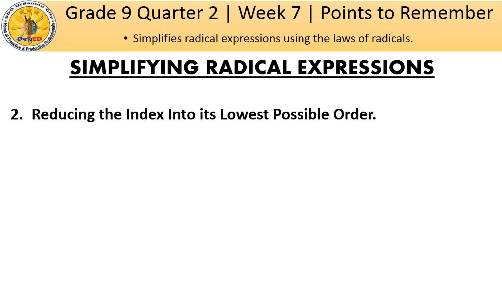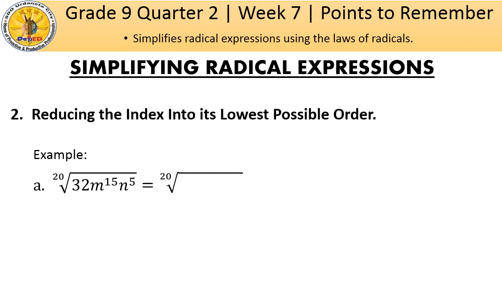Second way of simplifying radical expressions is reducing the index into its lowest possible order. We can apply the law number 4 here. In our example, para madaling ma-reduce, constant 32, gawin muna nating exponential form which is 2 raised to 5. Then, m raised to 15 and n raised to 5. So, kung napapansin ninyo, ang mga exponent natin ay divisible by 5. Ibig sabihin, madali na nating ma-reduce ang index 20.